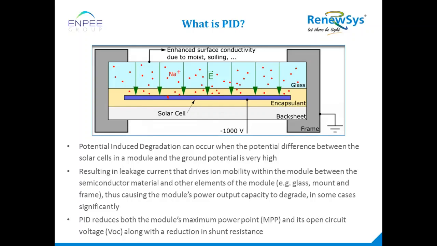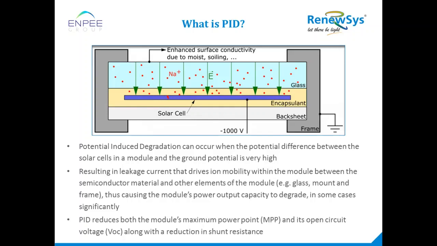So as we see, as we connect them in series, the first panel is at the lower voltage and the last panel is at the higher voltage, and it would be grounded. So the potential difference between the cells in the module and the ground, which is typically at zero, this huge potential difference is going to cause the effect of potential induced degradation. This would basically occur between the solar cells and the ground potential, which is basically the frame of the solar module, which is aluminum, a conductor.